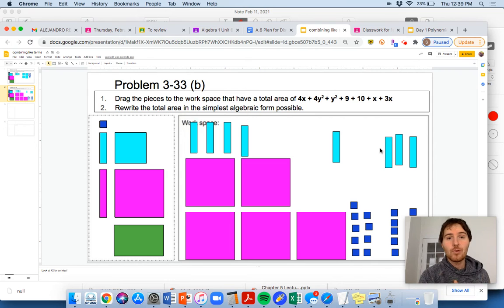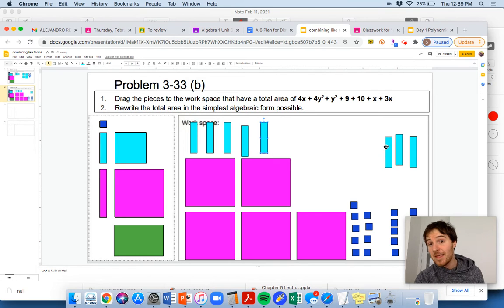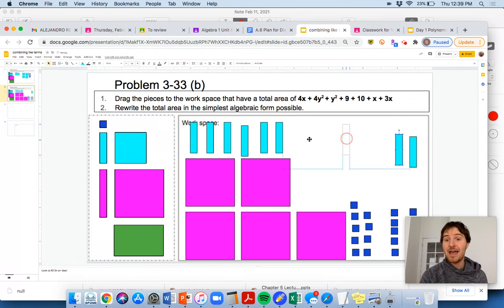So rewrite the total area in the simplest algebraic form as possible. Well, all we got to do is combine our like terms, okay? Combine our like terms and then write it in the standard form, right? Write it in the correct order, right? With that ordering thing. So maybe we'll do that when we write in the answer, okay?